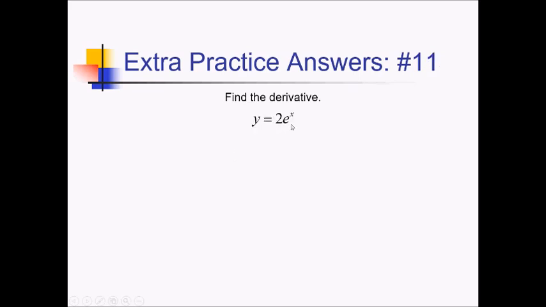For this problem, we want the derivative of 2e to the x. Well, e to the x is its own derivative, and 2 is just along for the ride, so this is just 2e to the x for the derivative.